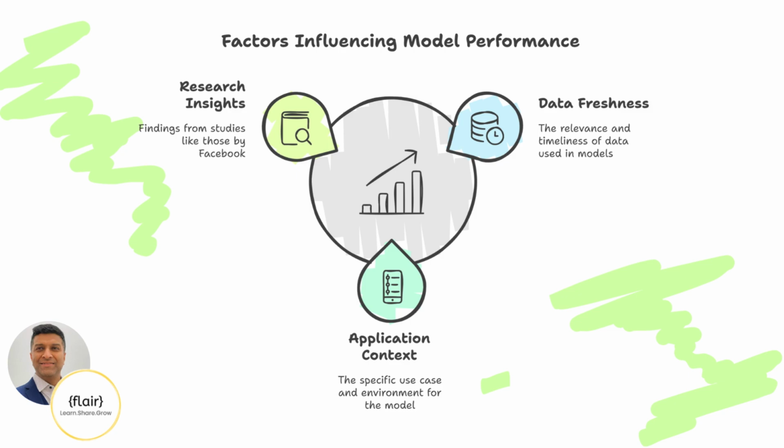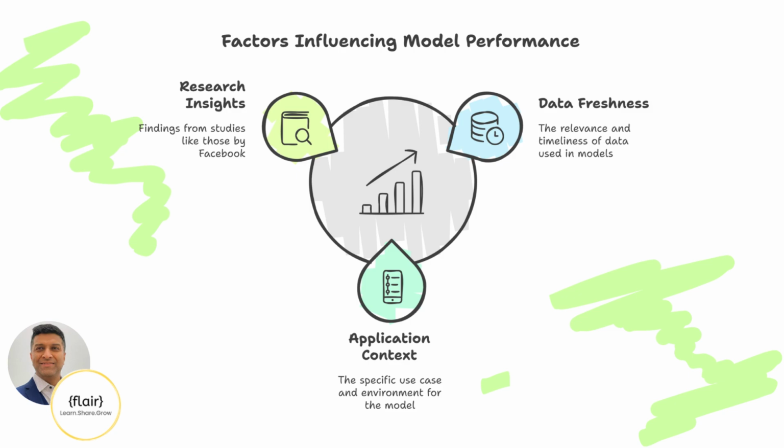You need to think about the value of data freshness. How much does having the latest data actually improve model performance? Companies like Facebook have done a lot of research on this, and they've found that even small increases in data freshness can lead to big performance gains, especially in dynamic user facing applications like ad prediction. So it's not just about having fresh data, it's about having the right kind of fresh data, data that actually moves the needle.